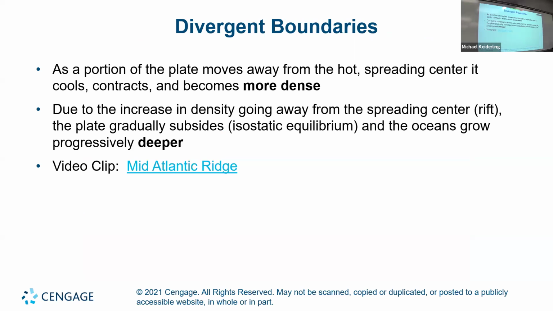So as a portion of the plate moves away from the hot spreading center, it cools, it contracts, it becomes more dense. And due to this increase in density going away from the spreading center, it starts to sink down. The plate will gradually subside and the oceans will grow deeper. That's part of why we have a ridge at that point.